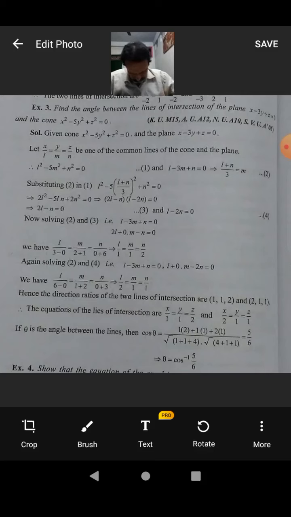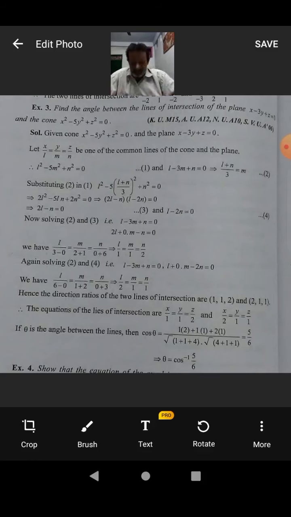Now from L minus 3M plus N is equal to 0, we find M is equal to L plus N by 3. Whatever be the value, we need one parameter to be eliminated. So M is equal to L plus N by 3. This can be substituted in the cone. That means L square minus 5M square plus N square is equal to 0. Substituting them, you will get L square minus 5 into (L plus N by 3) whole square plus N square is equal to 0. Simplifying this, ultimately you will get 2L square minus 5LN plus 2N square is equal to 0. Factorizing this one, (2L minus N) into (L minus 2N) is equal to 0.